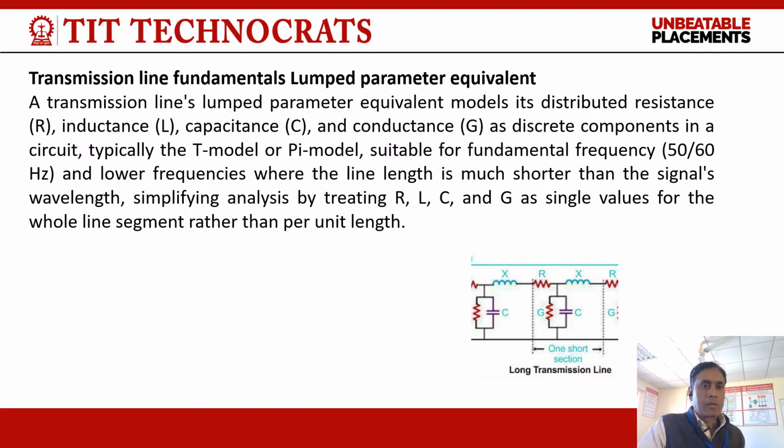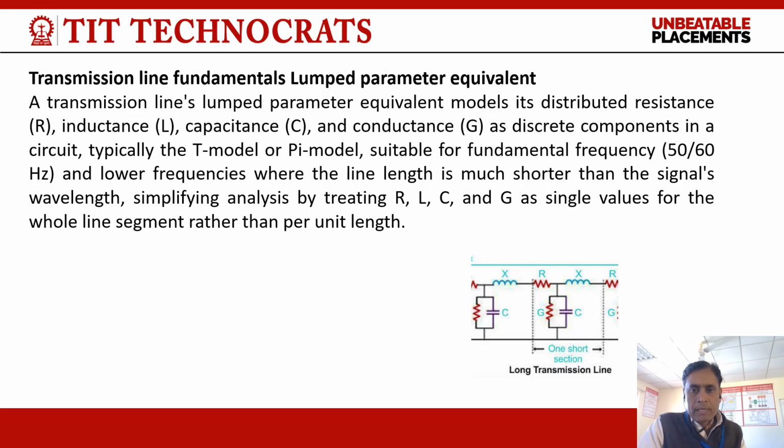So here I will teach you the first topic of Unit 4, transmission line fundamental, lumped parameter equivalent. A transmission line lumped parameter equivalent model has its distributed resistance, inductance, capacitance, and conductance as discrete components in a circuit, typically the T model or pi model, suitable for fundamental frequency 50 hertz and lower frequencies where the length is much shorter than the signal's wavelength.